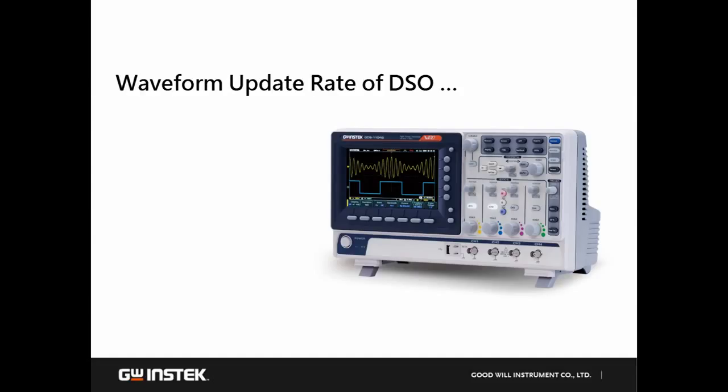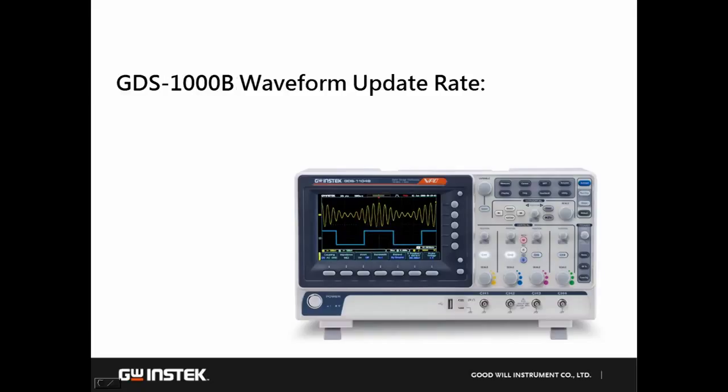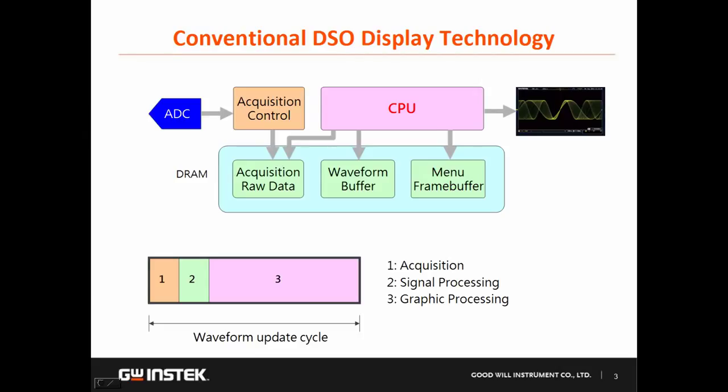Hello everyone. Waveform update rate becomes more and more important for a digital oscilloscope because it allows users to clearly observe the burst or fast-changing waveforms. Instek's entry-level DSO GDS 1000B is equipped with a high waveform update rate of up to 50,000 waveforms per second. We will show you why GDS 1000B is able to reach a higher waveform update rate.